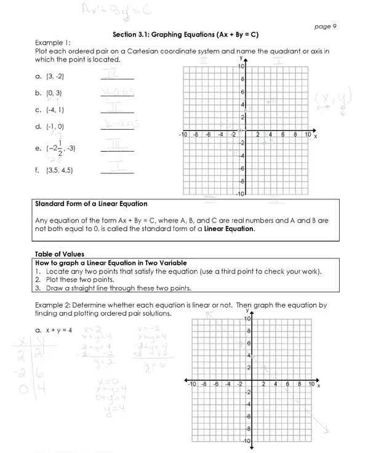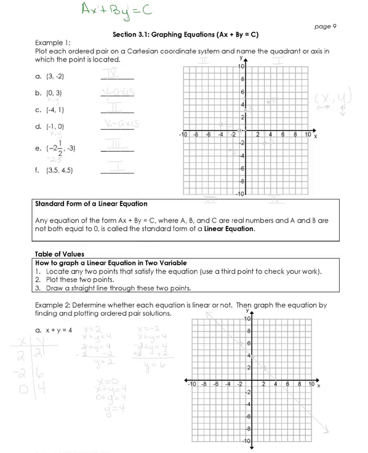3.1 here, graphing equations ax plus by is equal to c. What makes an equation linear? I know we talked about solving linear equations in one variable, but now we're going to be graphing linear equations in two variables. The reason it's two variables is because we have an x-axis and a y-axis.